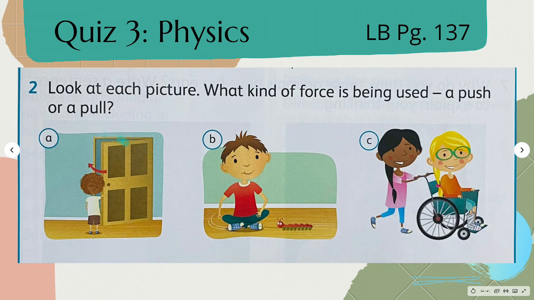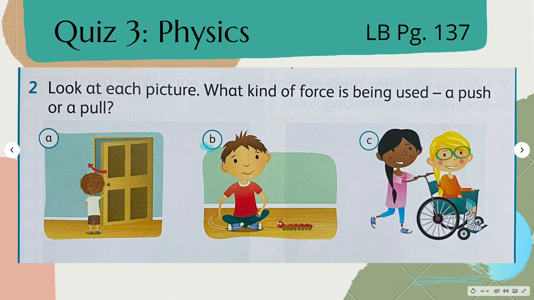In this question, look at each picture. What kind of force is being used? A push or a pull? Again, a push is when you move an object away from you, and a pull is when you move an object towards you. Now, on picture letter A, a boy is standing in front of a door. Now, what do you think is the force being used here? A push. Okay? The boy is using a push. He will push the door. He is pushing the door to close it.